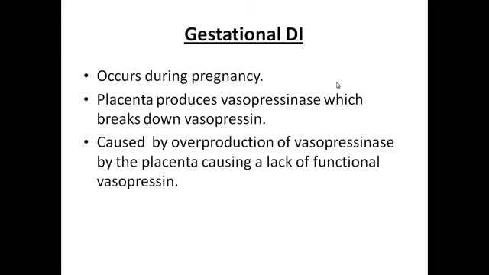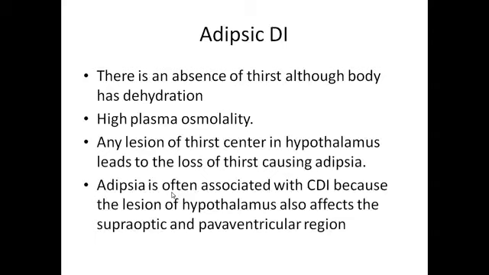What is gestational? It occurs during pregnancy. The placenta produces a hormone known as vasopressinase. This vasopressinase, as the name indicates, is breaking down vasopressin, which is the other name for antidiuretic hormone. So when there is excessive production of vasopressinase by the placenta, it causes lack of functional vasopressin. Vasopressin is being produced, but it is not effective because it is being broken down in larger quantity.